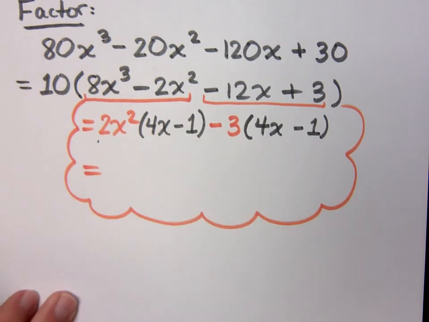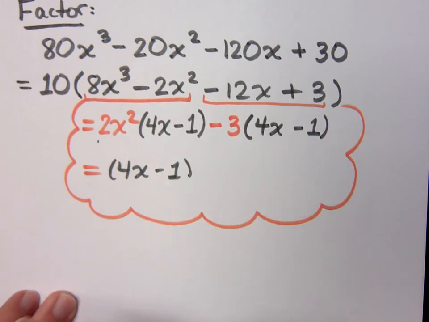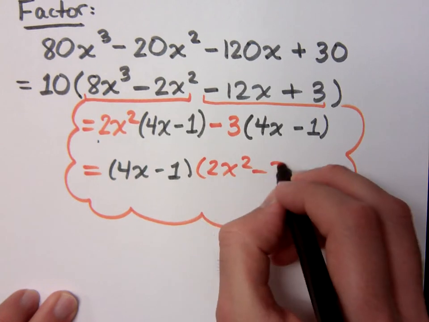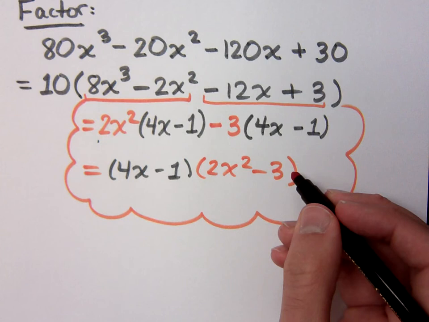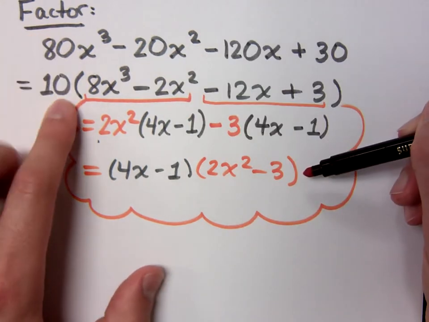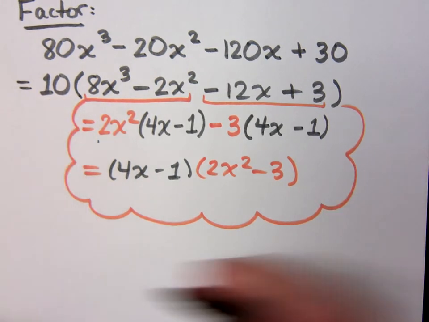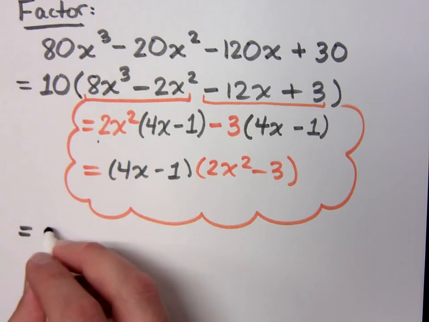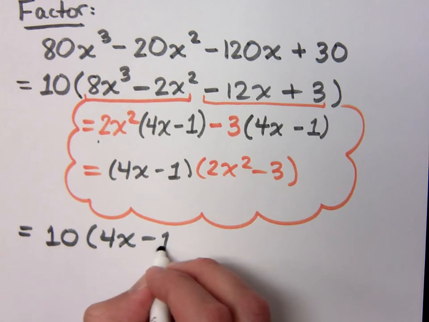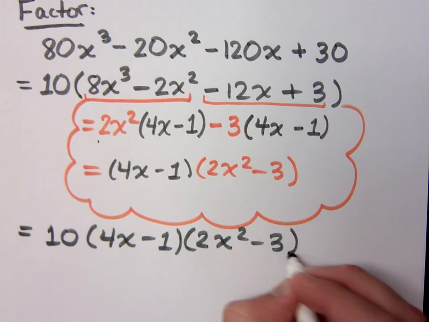So what do we have? 4x minus 1, and then 2x squared minus 3. Now this is all in my thought bubble, right? So the 8x cubed and all this other stuff becomes this. The 10 is also part of my factorization, right? He's part of that product. So at the very end, you have 10, and you just have the rest of these factors. So that's 4x minus 1 and 2x squared minus 3.